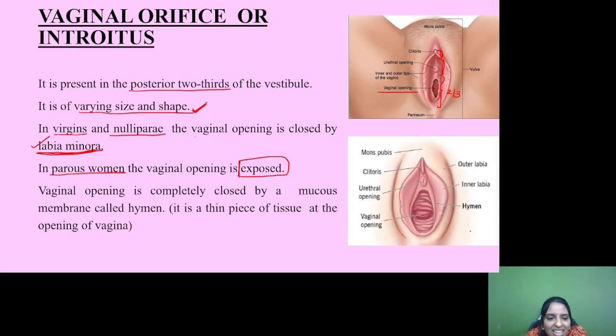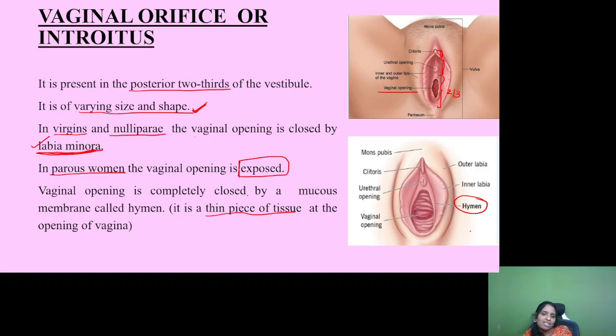Okay, we'll see. And next, regarding the word hymen, I am saying that the vaginal opening is covered with a thin piece of tissue. This tissue is known as hymen here. The vaginal opening is completely closed by a mucous membrane, or a thin piece of mucous membrane. It is known as hymen.